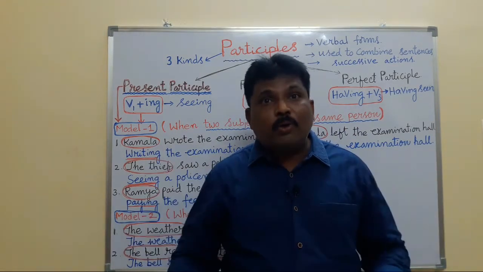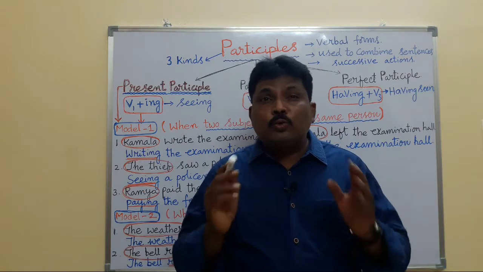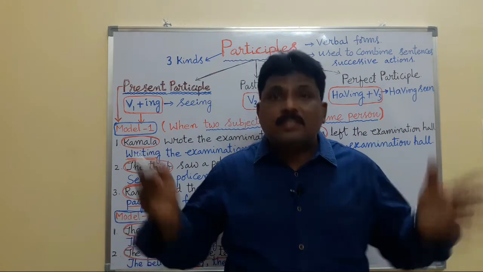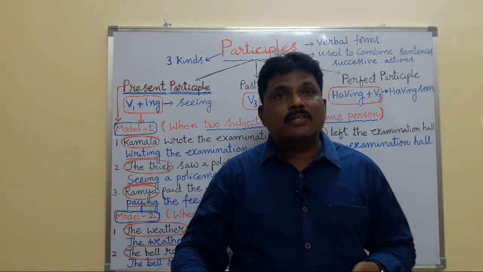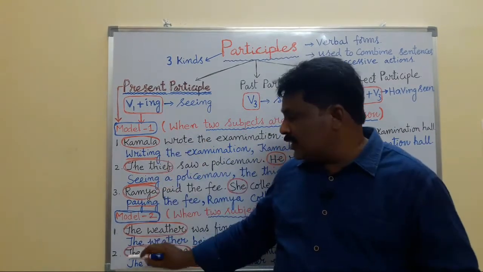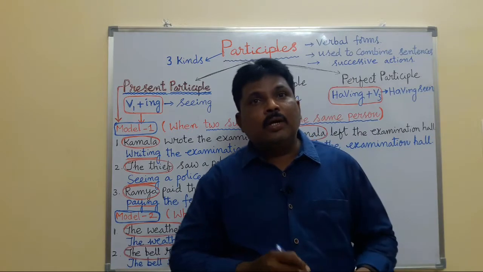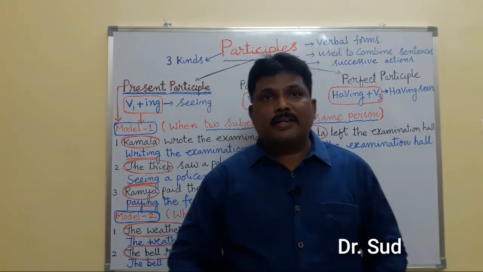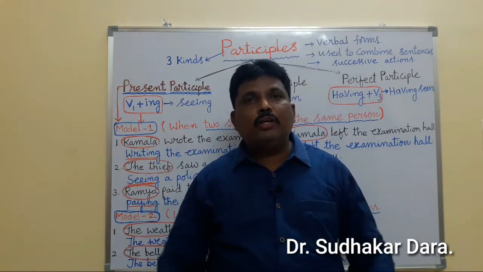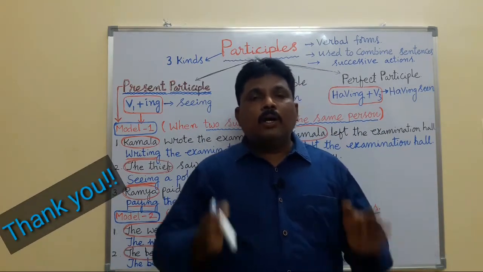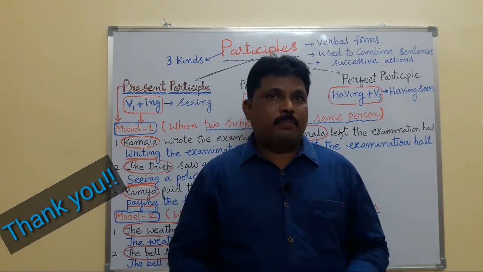And the second model or second method, when the two sentences have two different subjects, then don't forget to start your answer with the subject of the first sentence, and then continue, later you write the second sentence. Okay, this is the way how you can join or combine two sentences using present participle.